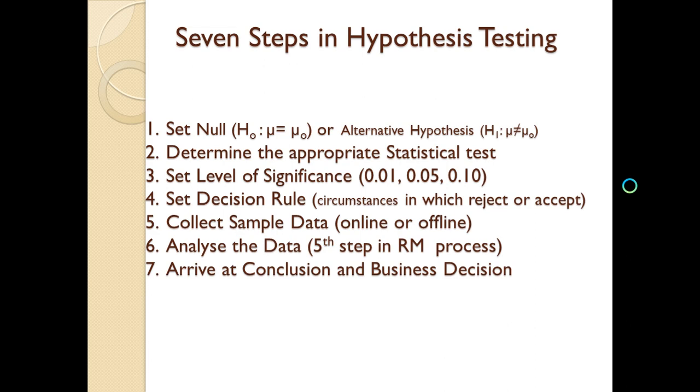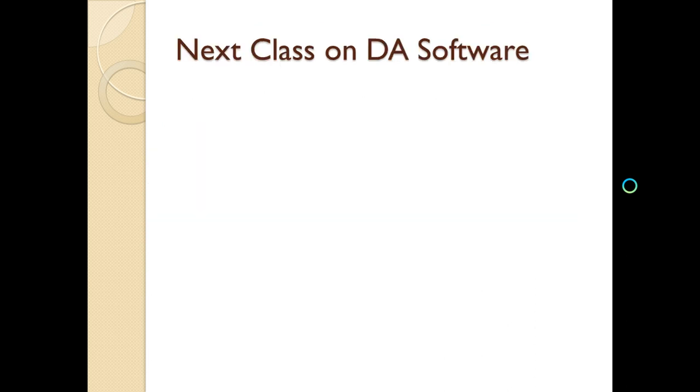Step 6, analyze the data. How do we do that? Either you do it in software or you do it manually, which I'm going to demonstrate. Now, step 7, arrive at conclusions based on the statistical interpretations and suggest a business decision. That's how our hypothesis testing would be conducted. Our next class is going to be on demonstration of software for data analysis. I hope you have got clarity on what are the steps involved in it.